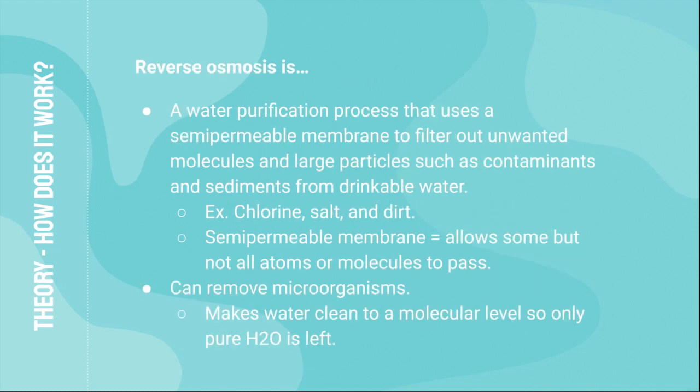So, reverse osmosis is a water purification process that uses a semi-permeable membrane to filter out unwanted molecules and large particles, such as contaminants and sediments, from drinkable water. Examples of this include chlorine, salt, and dirt. A semi-permeable membrane allows some but not all atoms or molecules to pass. Reverse osmosis can also remove microorganisms. It makes water clean to a molecular level, so only pure H2O is left.